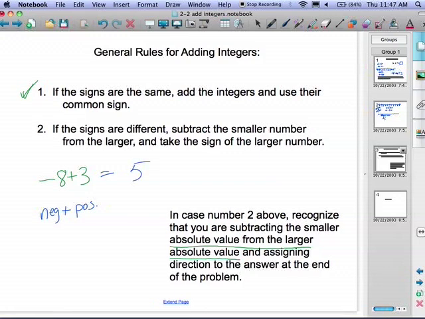And we're going to assign a direction at the end of the problem. If the signs are different, subtract the smaller number from the larger number and take the sign of the larger number. Since the 8 was larger than 3, we're going to take that sign, and the answer is going to be negative 5. This is a way of adding integers without using a number line.